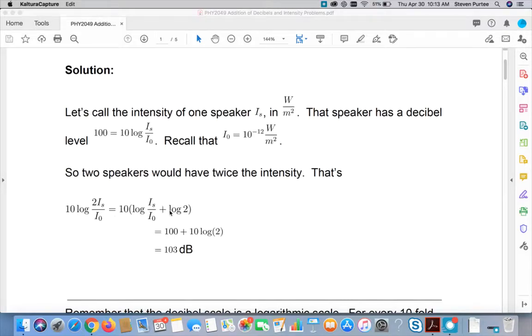And we could distribute that 10. 10 times this, well, that was the decibel level from one speaker. That's 100 plus 10 log 2. 10 log 2 is about 3. So our new decibel level is about 103 decibels. So one speaker was 100 decibels. Two speakers would be about 103.